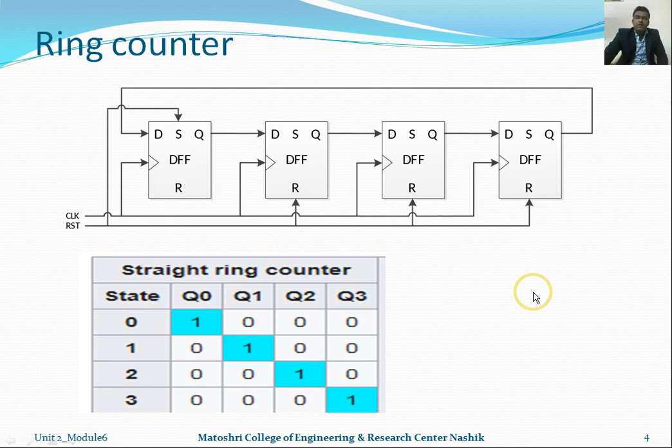So in order to overcome that disadvantage, we modify this ring counter and call it a twisted ring counter.